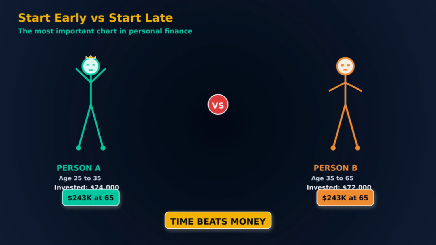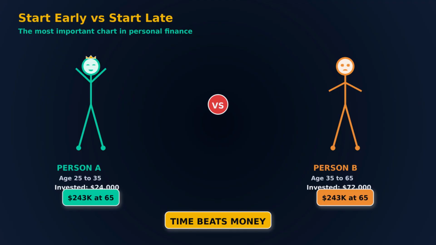Now here's the most important comparison in all of personal finance. Person A starts investing $200 per month at age 25. They invest for just 10 years, then stop completely. Total invested, $24,000. Person B waits until age 35 to start. They invest the same $200 per month, but they keep going for 30 years until age 65.